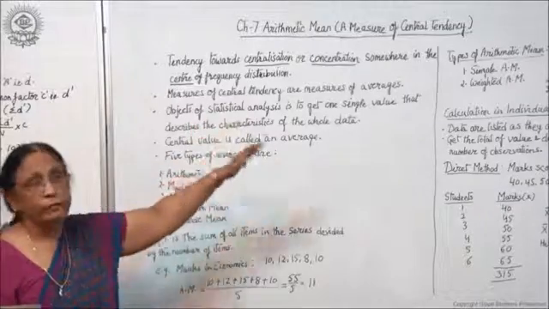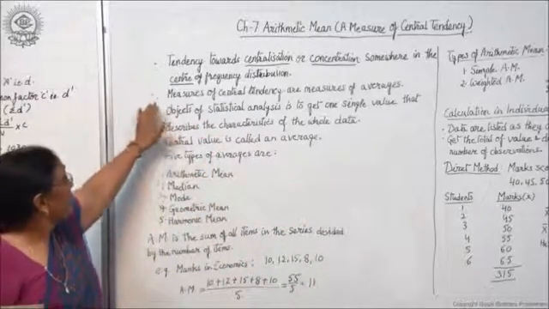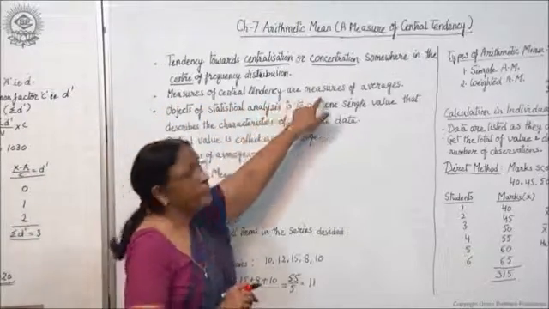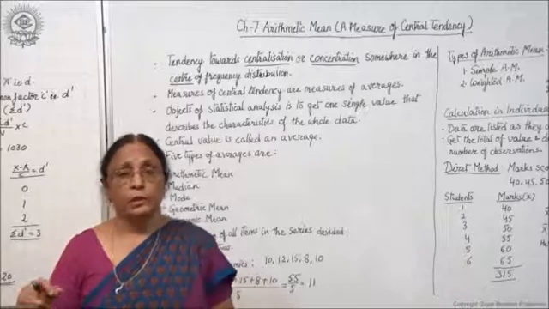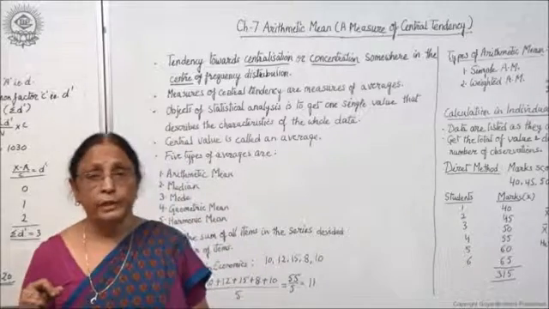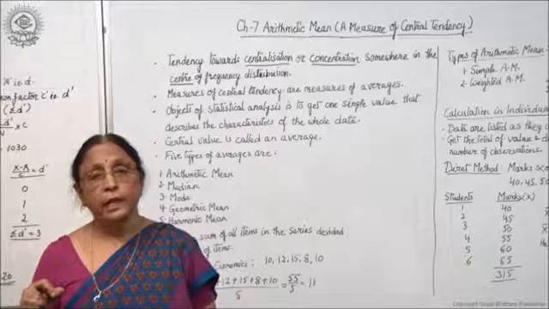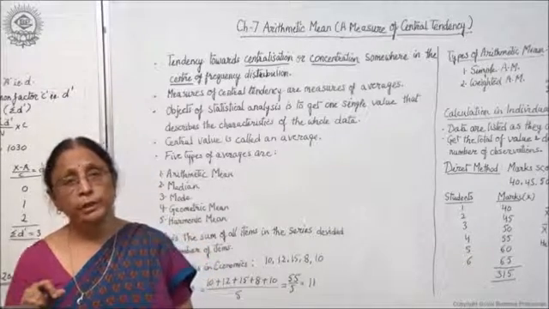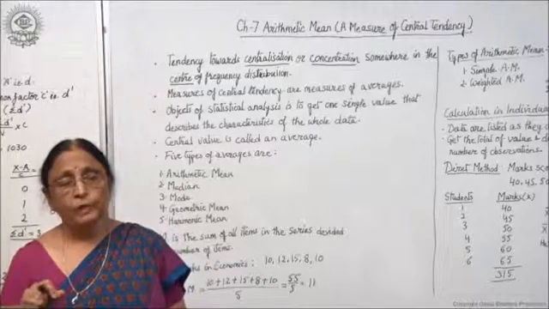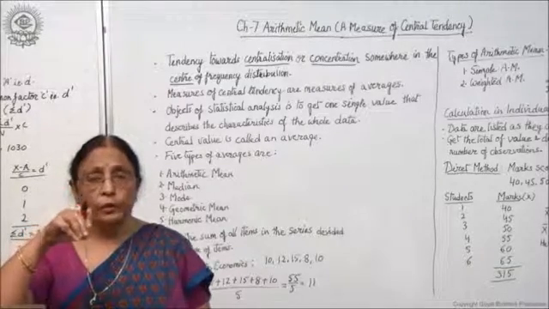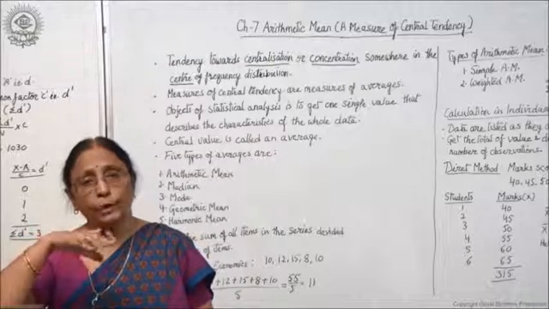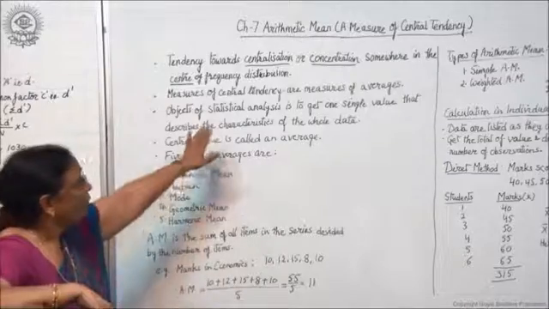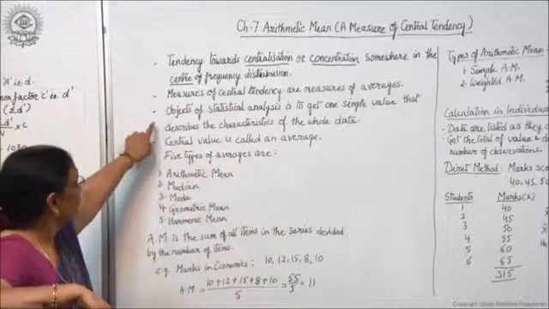This will be more clear when we take an example of it. The second characteristic is that measures of central tendency are measures of averages. Whatever the measures of central tendency are, these are considered as measures of averages in the form of mean, median, mode, etc. So central tendency is the central value around which the whole data revolves. This is the center, or this is the measure of averages.